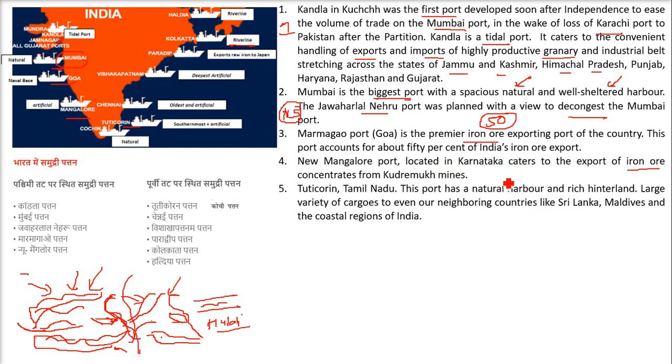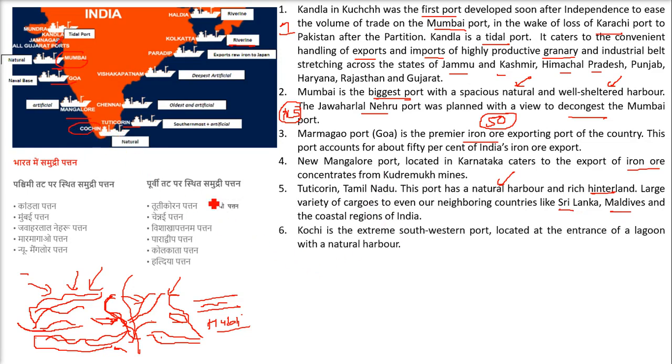It's a natural harbor. Please understand, Tuticorin, Tamil Nadu is a natural harbor. It has a rich hinterland, and a variety of cargoes goes from here to different neighboring countries like Sri Lanka, Maldives, and coastal regions of India. Then coming to Kochi, it's on a lagoon. It's in the extreme southwest, a port located at the entrance of a lagoon. That is why it's a natural harbor. A lagoon is like this, a very special part of land and sea.